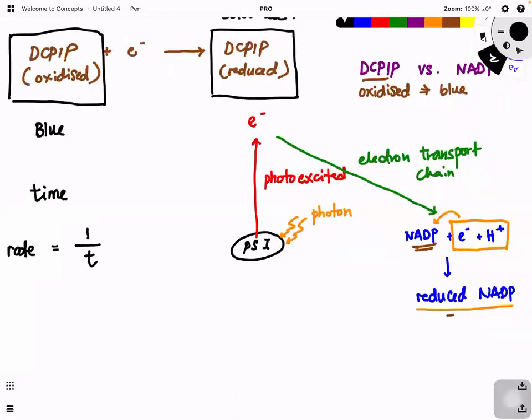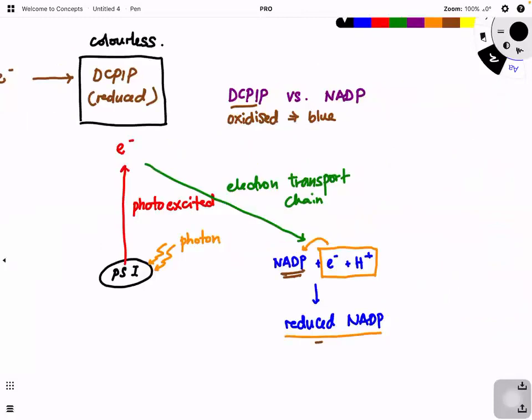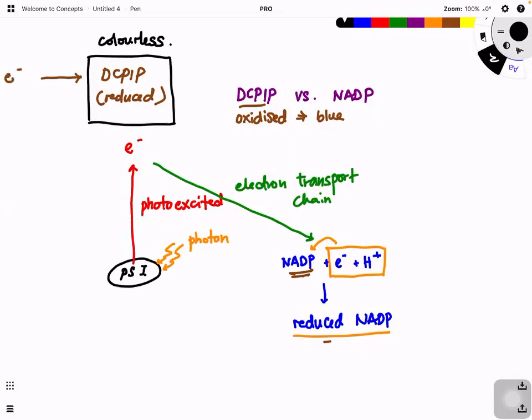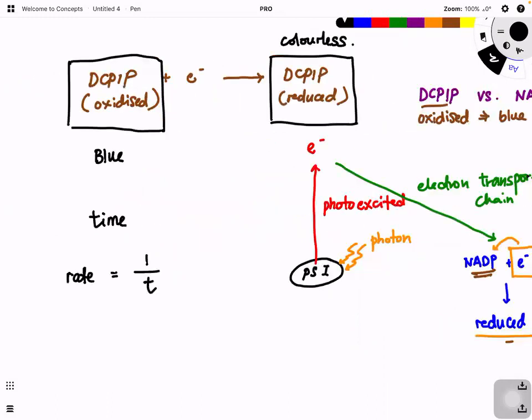So this is how we carry out the experiment. The basic principle is very simple. DCPIP is colored in the oxidized form. DCPIP competes with NADP for the electrons. When DCPIP takes the electrons, it becomes the reduced form, so definitely colorless. So we take the time, how fast the color change or decolorization of the DCPIP takes place, and you can calculate the rate by using the formula 1 over T.